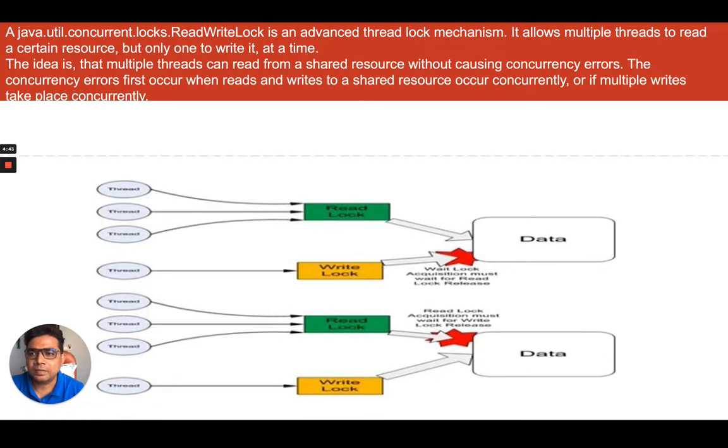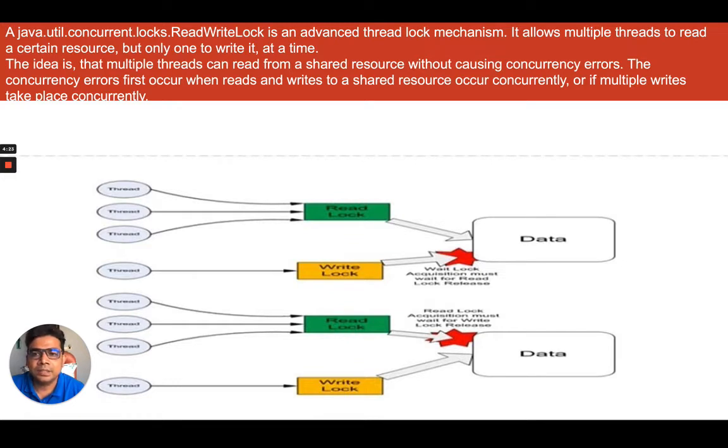The read-write lock you will typically find in the java.util package. The full path is java.util.concurrent.locks.ReadWriteLock. It is an advanced thread lock mechanism. It allows multiple threads to read a certain resource but only one to write at a time. So more than one thread can read a resource but only one can write.